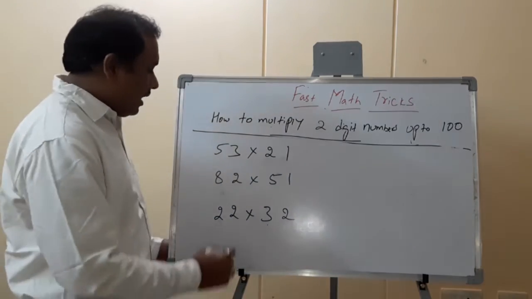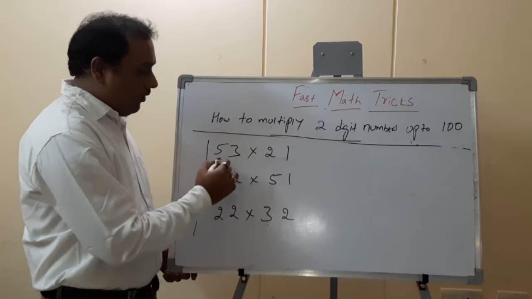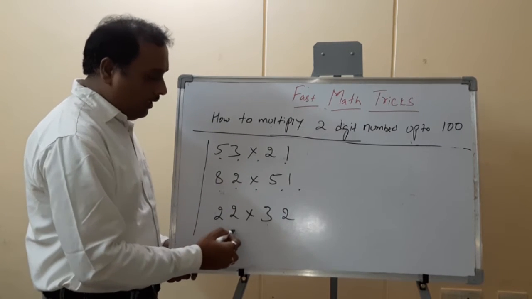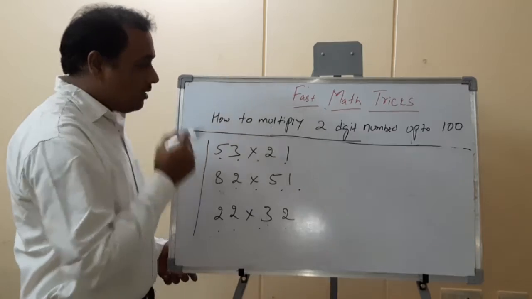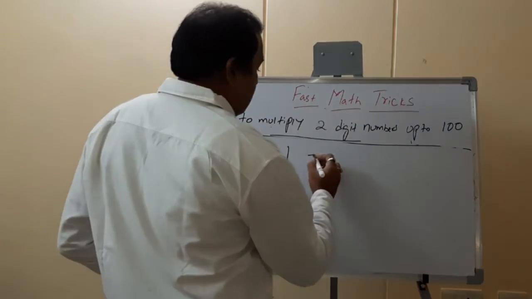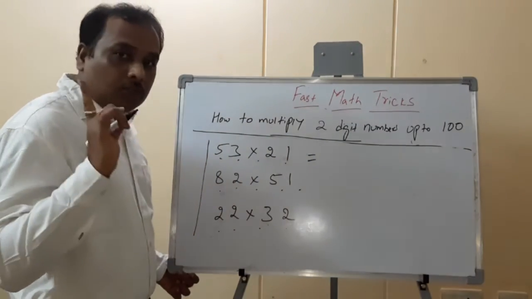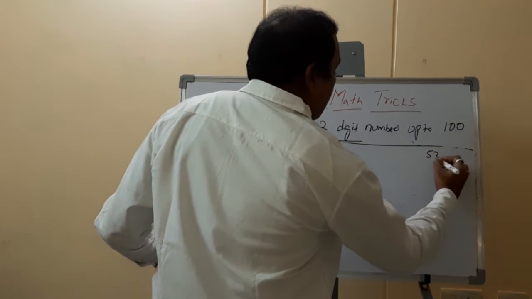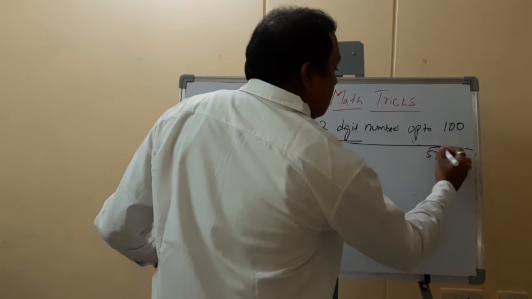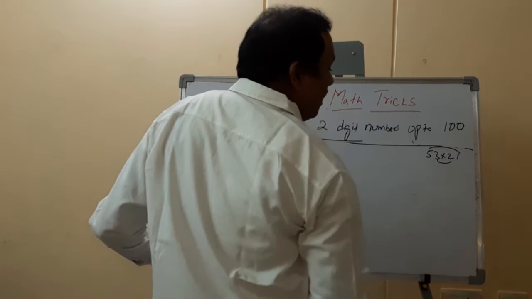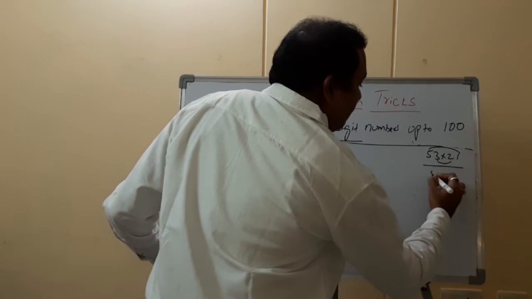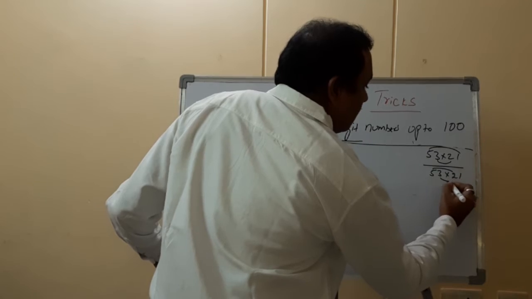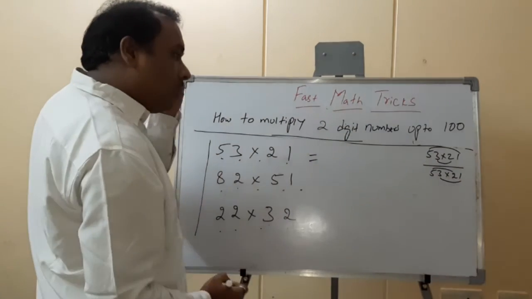So now let us solve these three problems: 53 into 21, 82 into 51, 22 into 32. As I told you, always remember the two steps. One is 53 into 21, and the second step is again 53 into 21, this one. Correct? So now what we have to do?